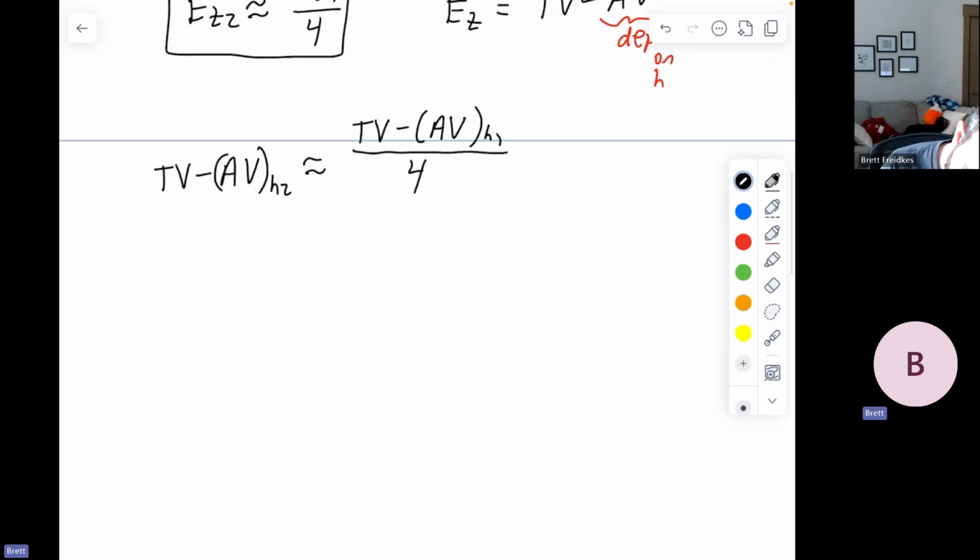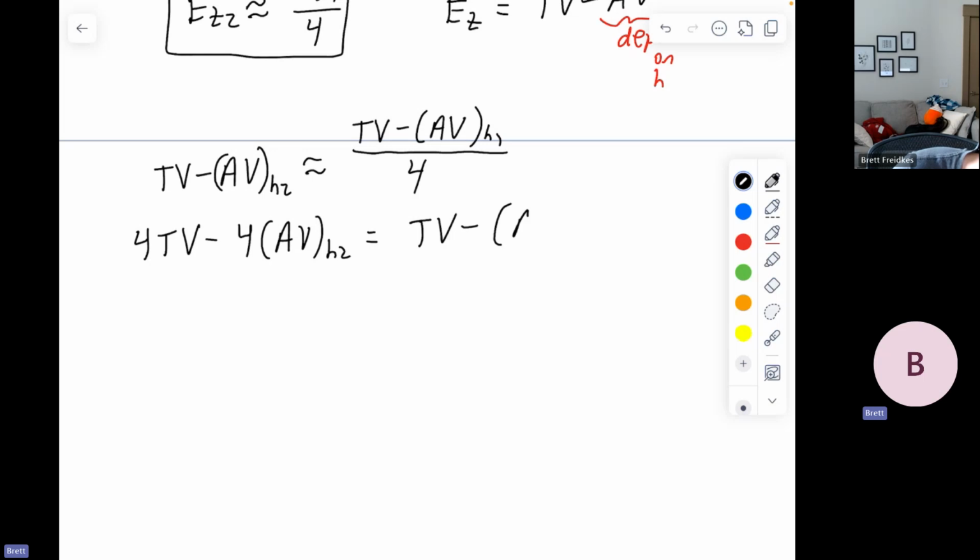So now what I want to do is try to solve for the true value in terms of the things we know, the approximate value from one iteration and the other iteration. So if I were to multiply both sides by 4, I get 4 TV minus 4 AV for the second iteration. That's the same as TV minus the AV for the first iteration.